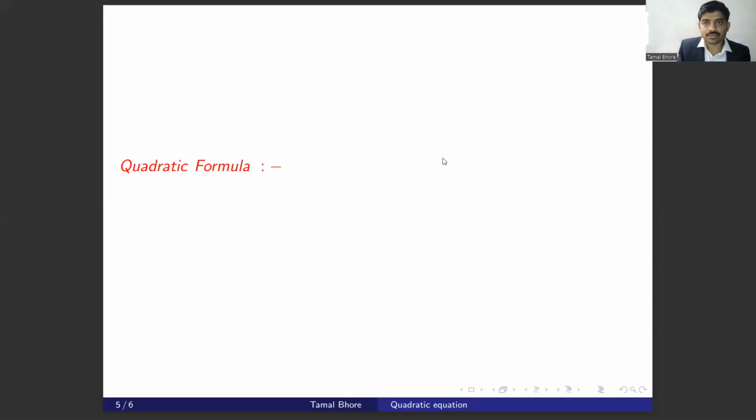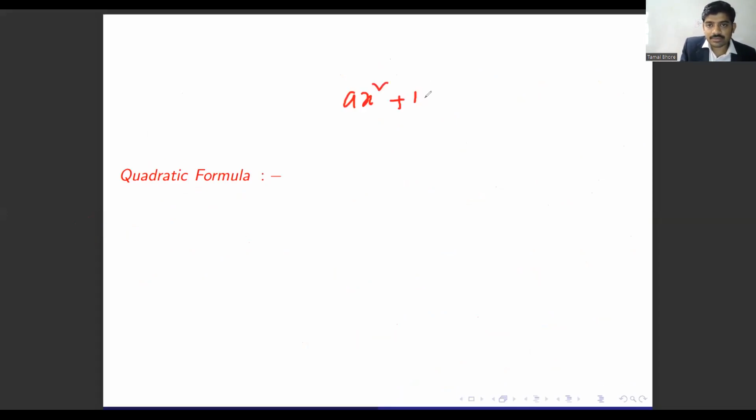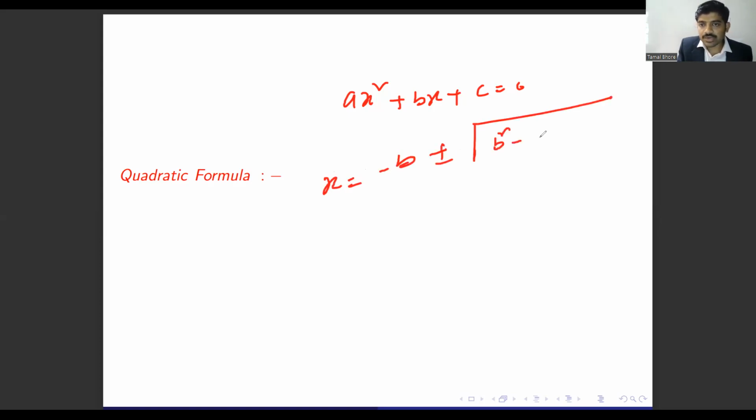So let's learn the next method, the last method. Last is the quadratic formula. So what is the quadratic formula? Suppose you have a quadratic equation ax square plus bx plus c is equal to 0. The quadratic formula says that x is equal to minus b plus minus root under b square minus 4ac, by 2a. By this formula, you can get the solution easily.